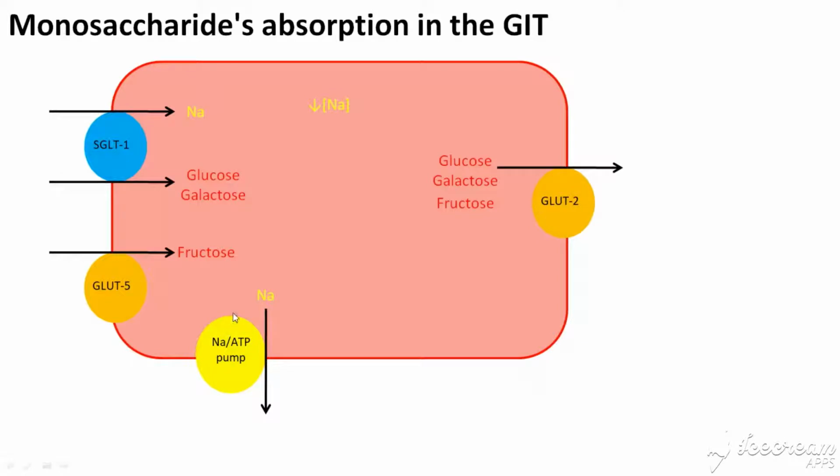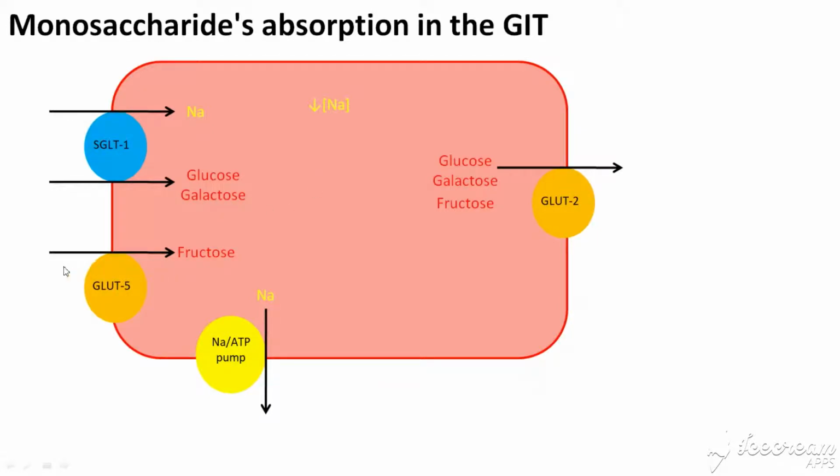The first thing that you have to notice is that here we have a sodium-potassium ATPase pump. This is going to pump sodium out of the cell. This is going to lead to a low concentration of sodium inside the cell. So when sodium is absorbed by the sodium glucose transporter, it's going to pull along glucose and galactose with it. This is how glucose and galactose get absorbed in the GIT.